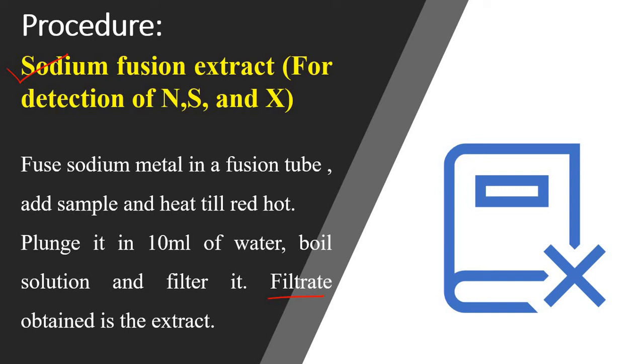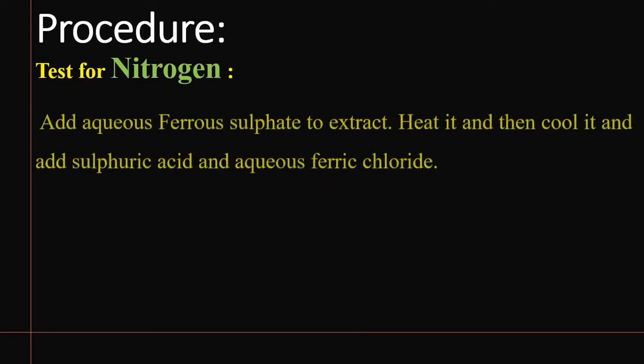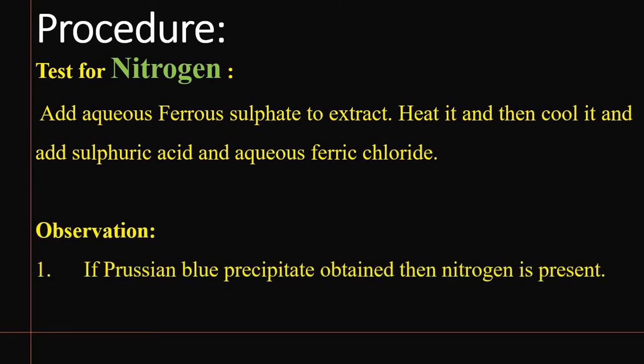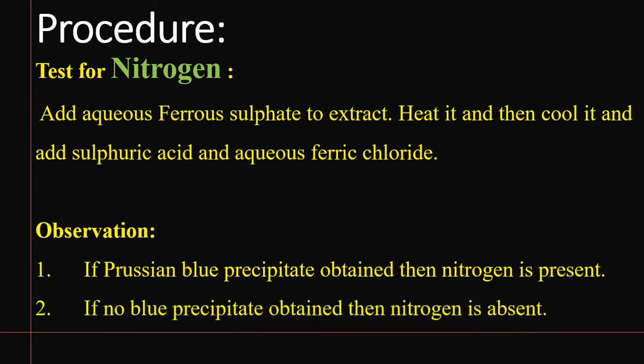This sodium fusion extract we have to divide into 3 or 4 parts to test for nitrogen, sulfur and different halogen atoms. Now we'll see the test for nitrogen. Add aqueous ferrous sulfate to the extract which we have prepared earlier. Heat it, then cool it and add sulfuric acid and aqueous ferric chloride. What are the observations? If Prussian blue precipitate is obtained, then nitrogen is present, and if no Prussian blue color, then nitrogen is absent.